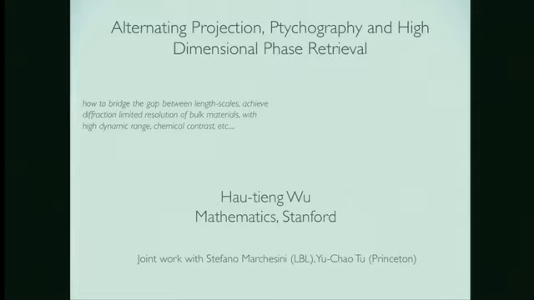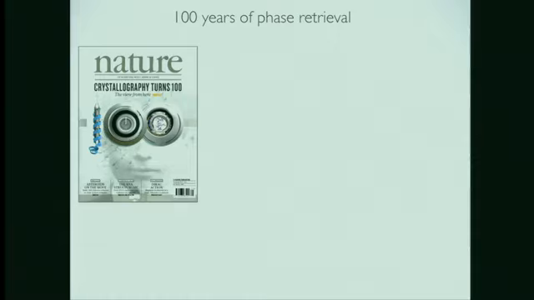Hello. Okay. So thanks for the invitation. My name is Haltin. And this is a joint work with Stefano, who is a researcher in Lawrence Berkeley Lab, and You Chao, who is in Princeton. The title is Alternating Projection and Ptychography and High-Dimensional Phase Retrieval. So the first slide is the motivation of the work.